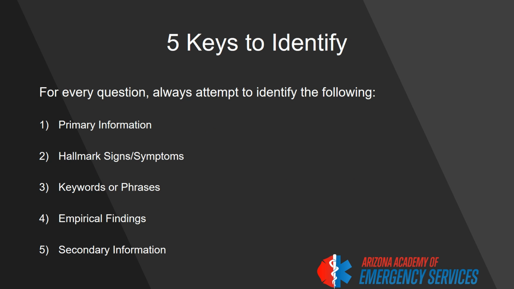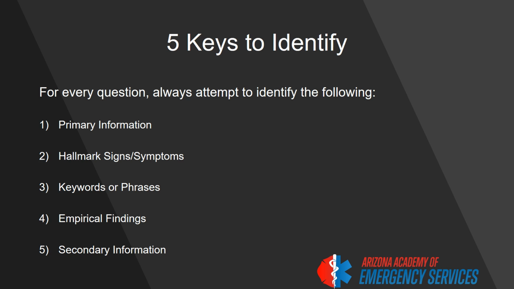So the 5 keys to identify, for every scenario question we want to identify which information is invariably important and will help lead us to the right answer, and which information could lead us to overthink the question and potentially second guess ourselves. I believe that the easiest way to do this is to identify 5 different types of information, which are the 5 keys that you see here.